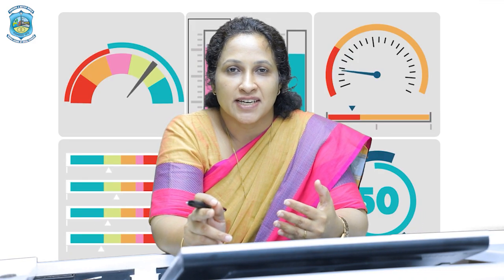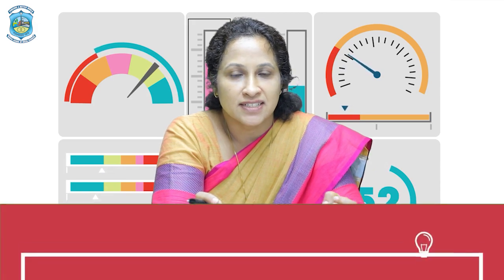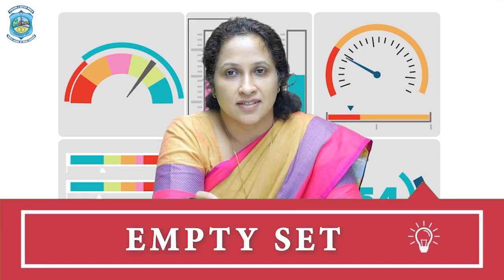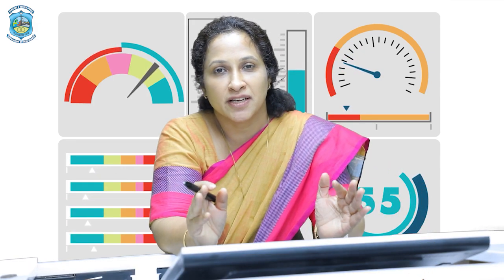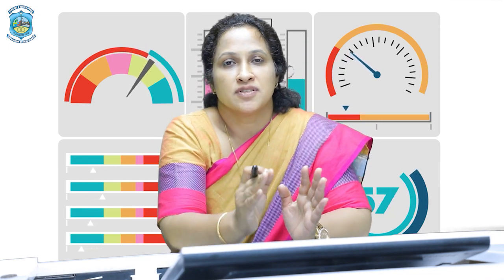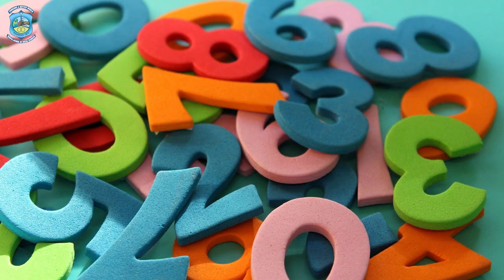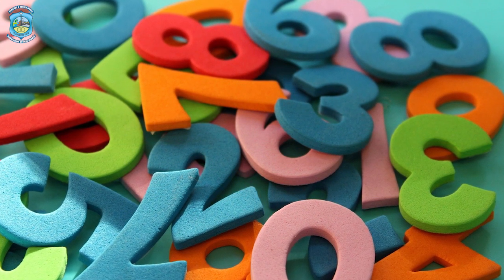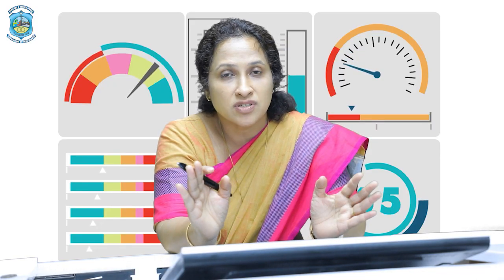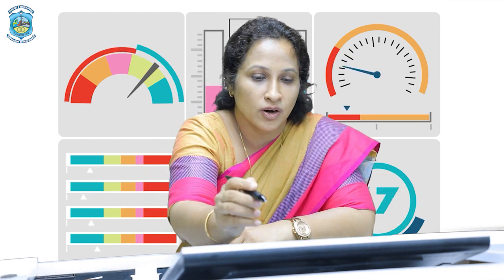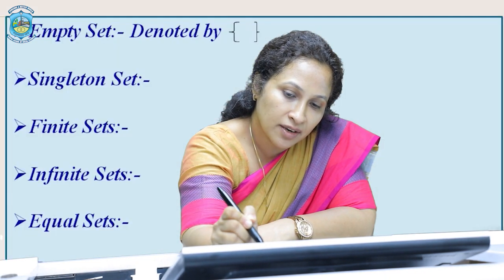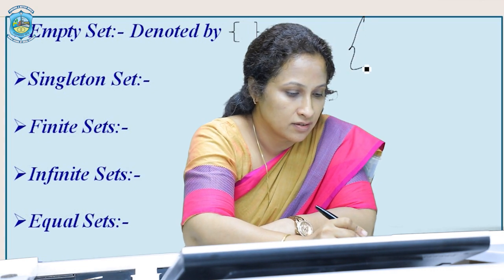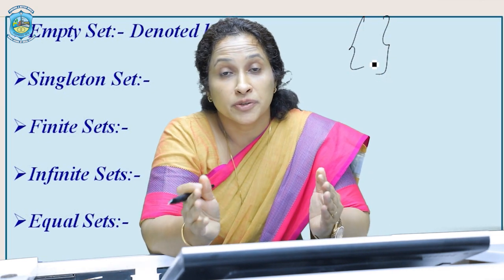So, we move on to the types of sets. The first type of set is the empty set. Now, what is an empty set? I will try to explain with an example. Suppose you want a number which is both even and odd. Which number comes to your mind? There is no such number which can be both even and odd, and that kind of set can be represented by a null set. So, how do you denote a null set?